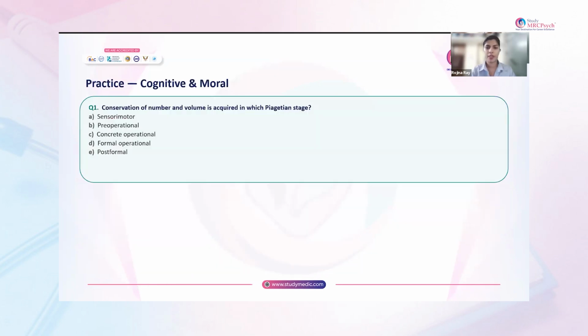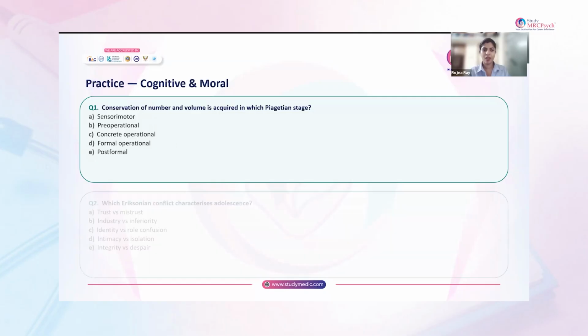Now let's try to solve a few questions from this section. Conservation of number and volume appears in which Piagetian stage? Can you remember where conservation comes? It's in the concrete operational stage. The pre-operational stage is egocentricity, and the sensory motor stage is object permanence.